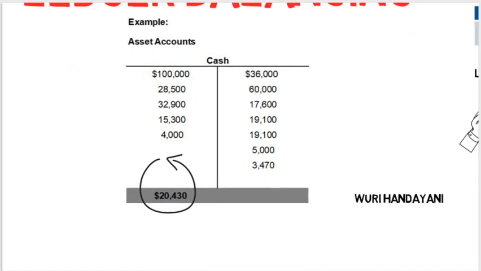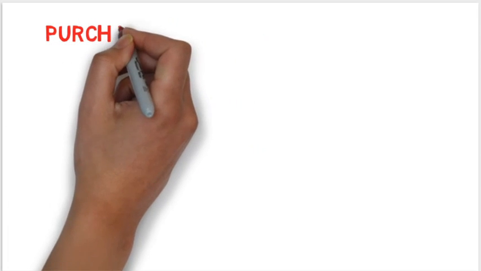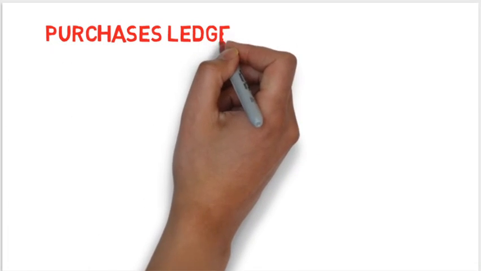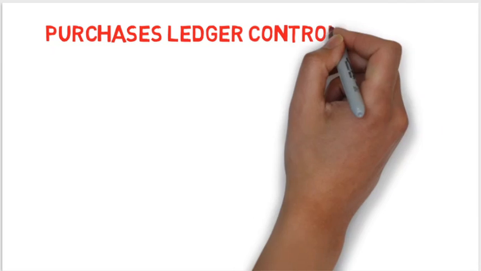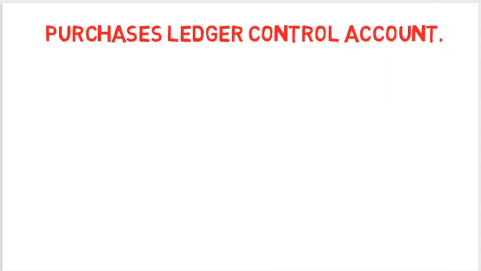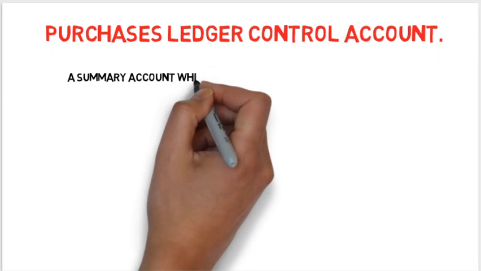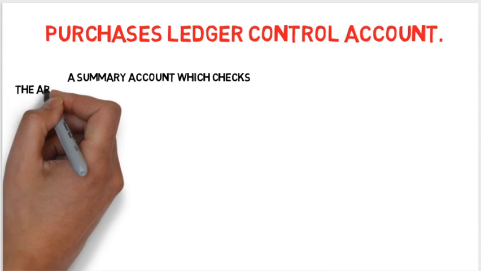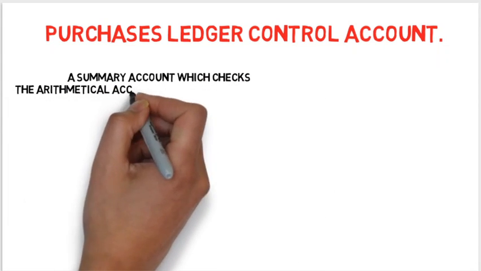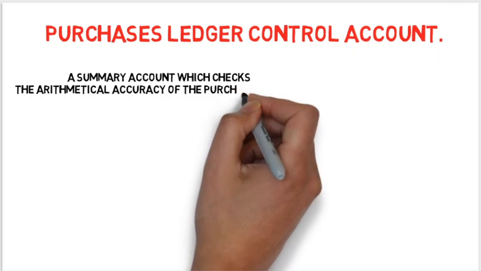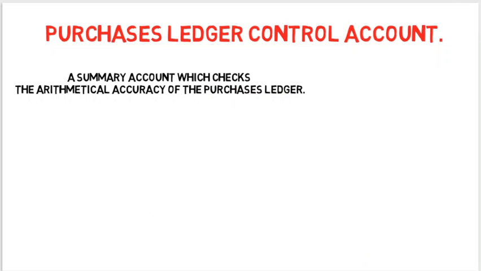Purchases ledger control account. Purchases ledger control account is a summary account which checks the arithmetical accuracy of the purchases ledger. It enables us to see at a glance whether the general ledger balance for the purchases ledger agrees with the total of all the individual trade payable accounts held within the purchases ledger.